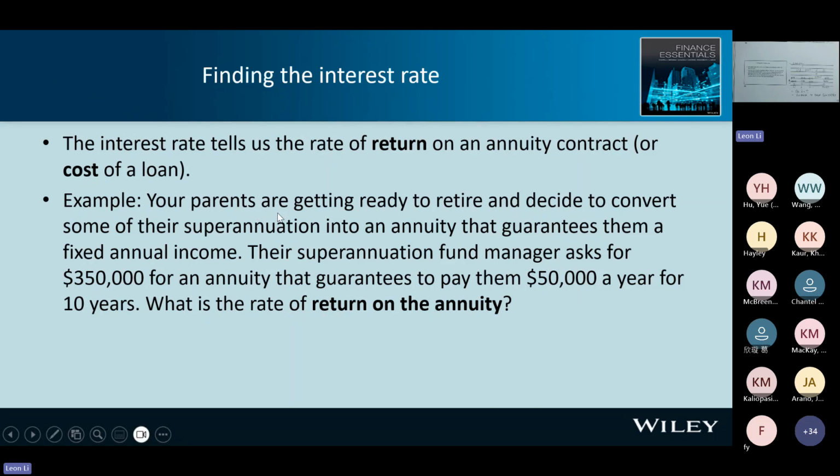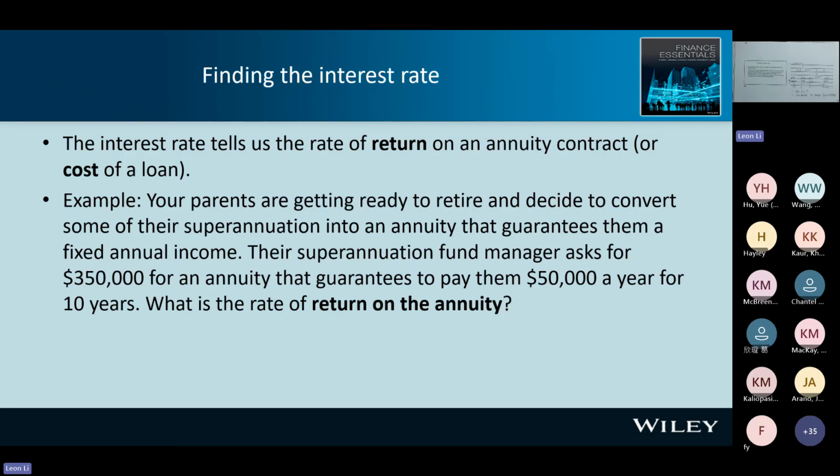So your parents are getting ready to retire and decide to convert some of their superannuation into an annuity that guarantees a fixed annual income. Their fund manager asks for 35,000 for an annuity that guarantees to pay them 50,000 a year for 10 years. So what is the rate of return on the annuity?